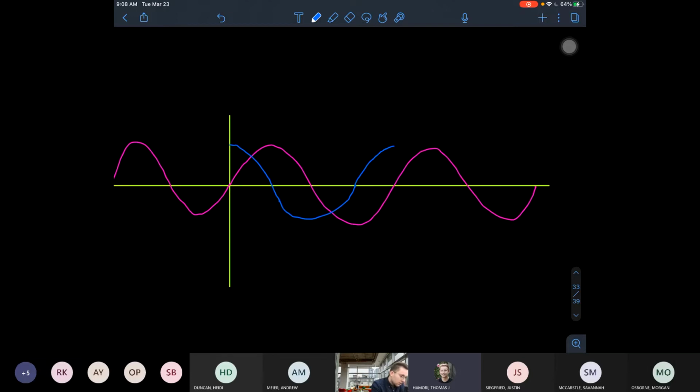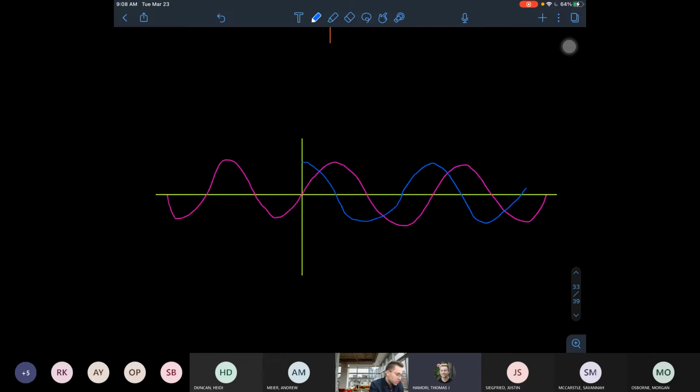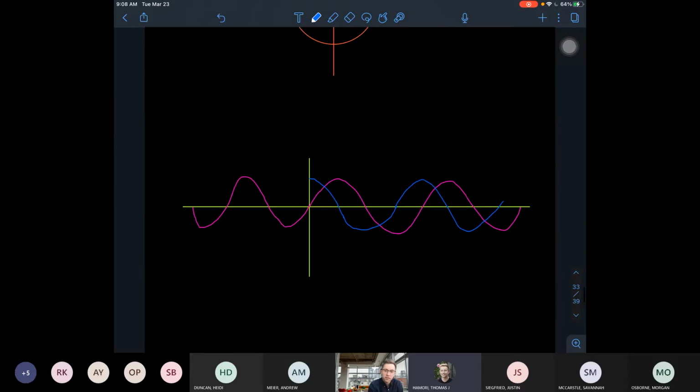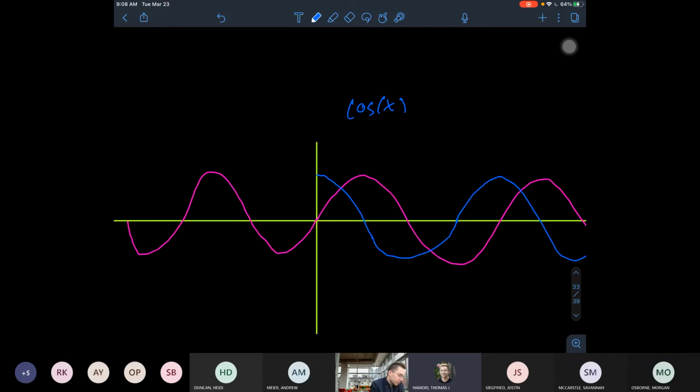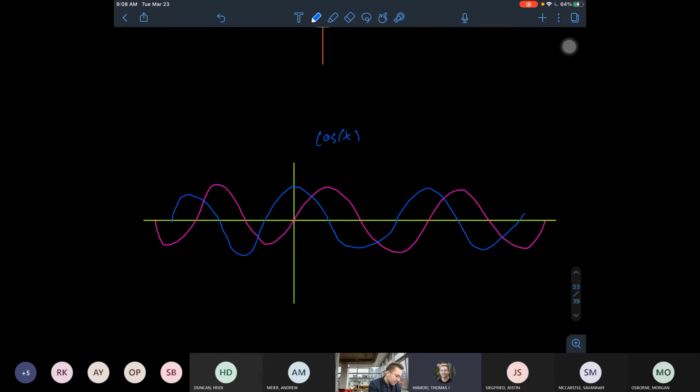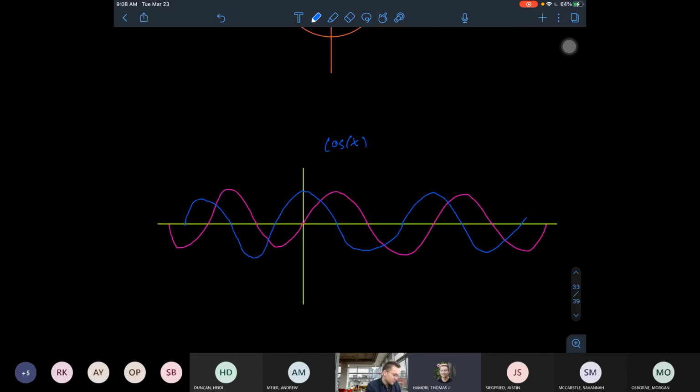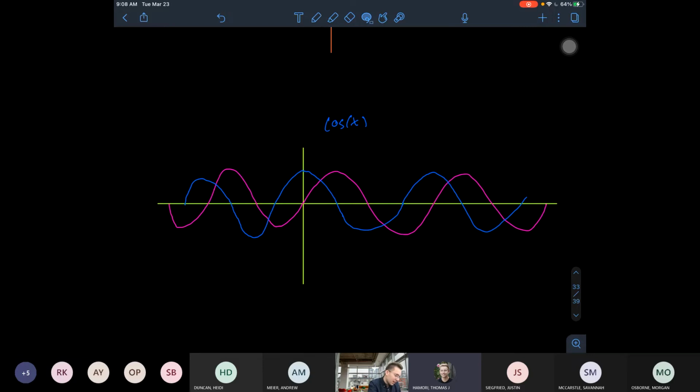Let's see, it reaches the maximum here and then goes down and so on and so forth. Is there a relationship between these two graphs here? Okay, so our blue graph is cosine of x. We want to know, is there a relationship between the graph of cosine of x and the graph of sine of x? Yes. Okay, I think that's a good answer. Can you elucidate what the relationship is between these two?